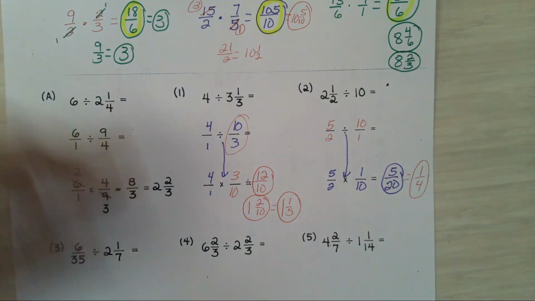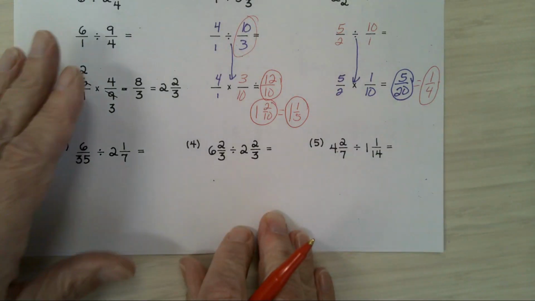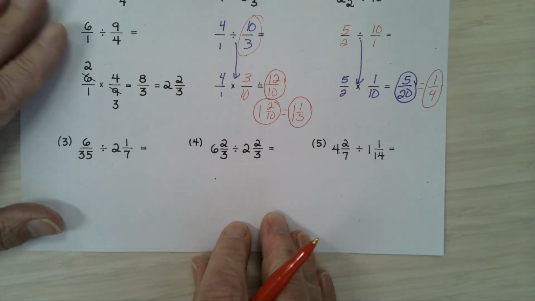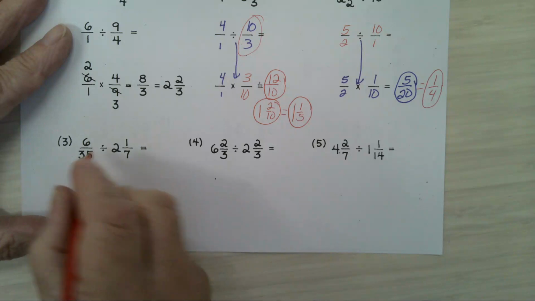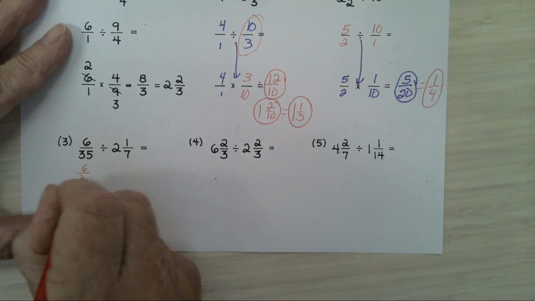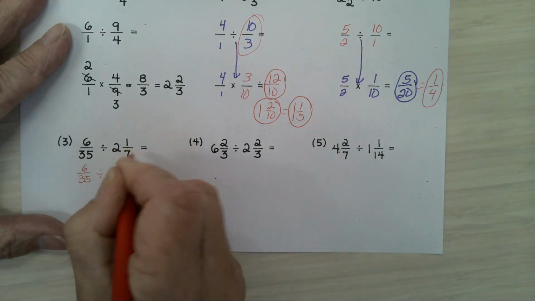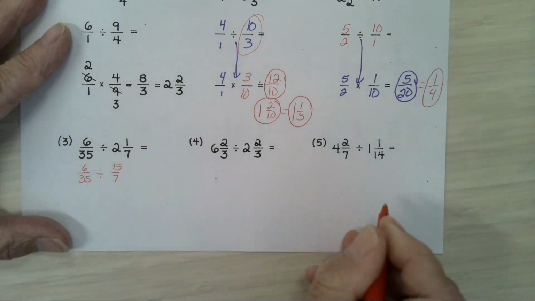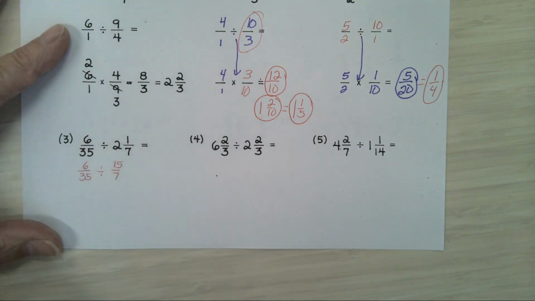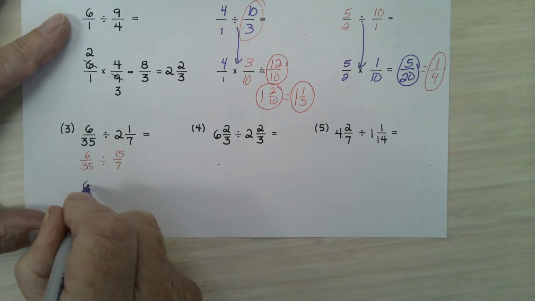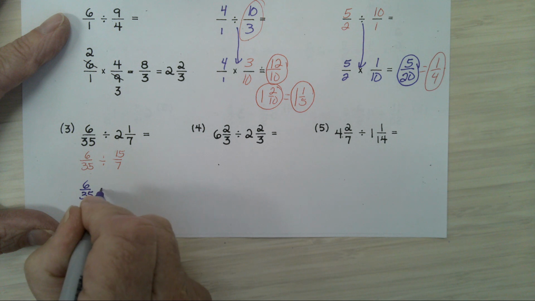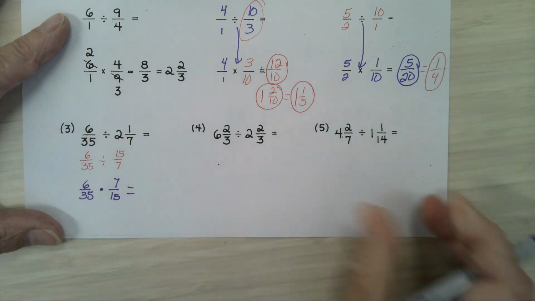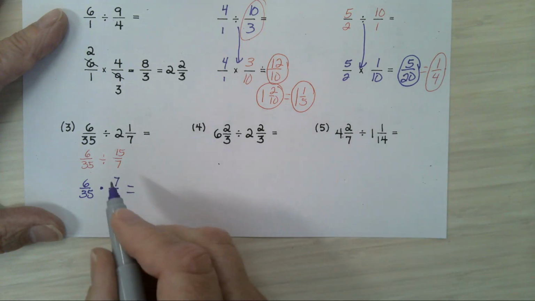All right, let's do our last 3 problems down here on today's bell work. The back side, save it. That'll be tomorrow's bell work. All right, so we have 6 over 35 divided by 14 plus 1 is 15/7. We're going to keep 6 over 35, change the sign, and flip. All right, now you can multiply straight across.